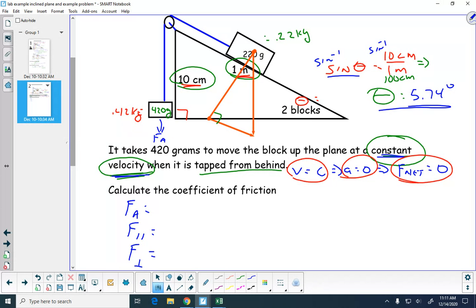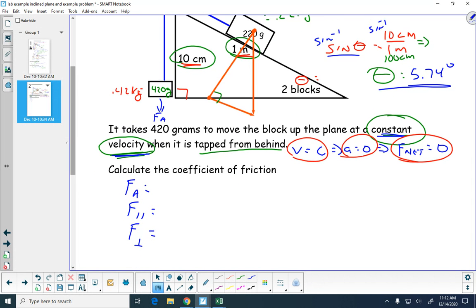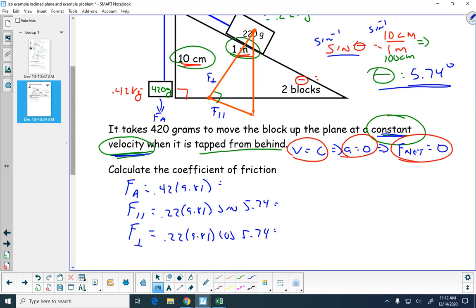Bennett, what do you have for your force applied, force parallel, force perpendicular? I'm still trying to get it right now. Hold on, I almost have it. I'm not sure if this is right. You just add up the grams and then do the sine of 5.84. Oh, whoops, I did it wrong. Never mind. We have to convert it to kilograms. Okay, yeah, I forgot to do that.